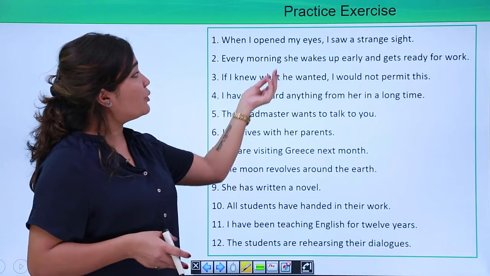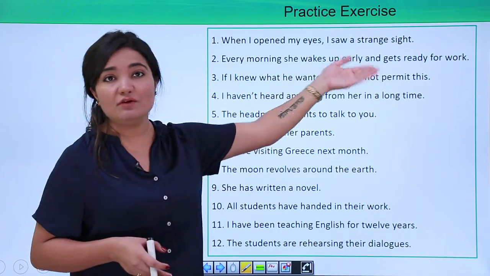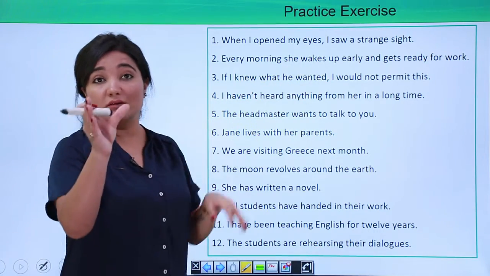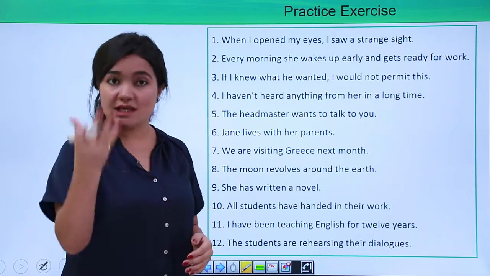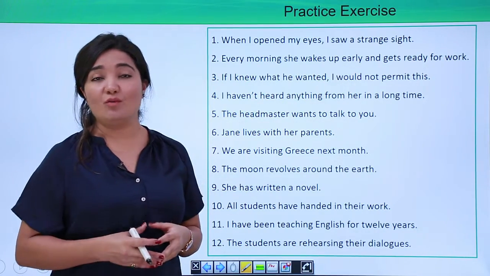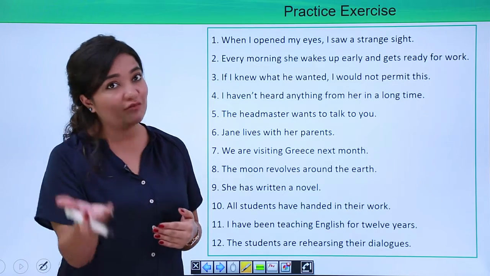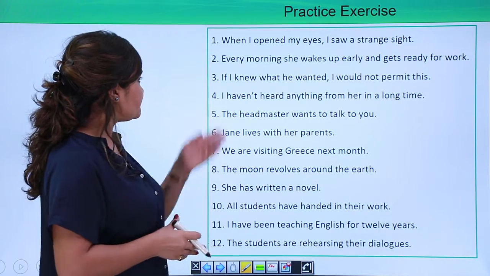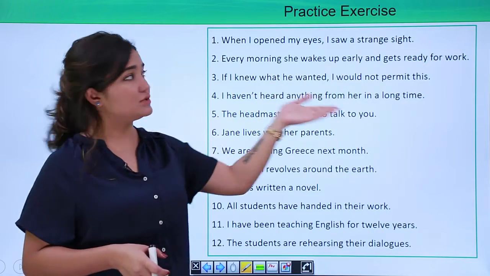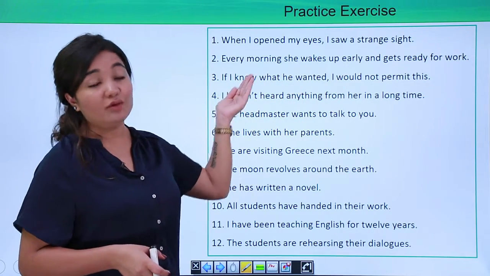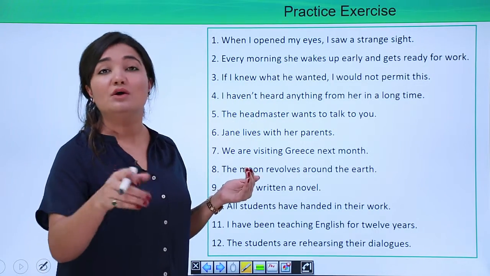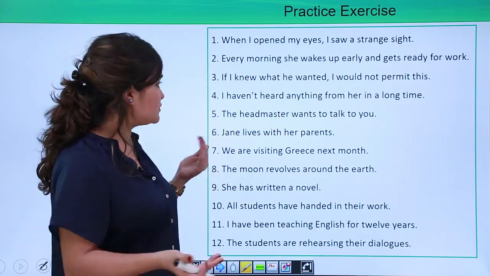Every morning she wakes up early and gets ready for work. Here wakes up, or wakes, is the primary form of the tense that is telling you about the time frame. Gets ready is also another form of a verb which is telling you about the time frame of the work when it is done. If I knew what he wanted, I would not permit this. Here knew and wanted both are the forms of verb which tell you about the time frame as well.